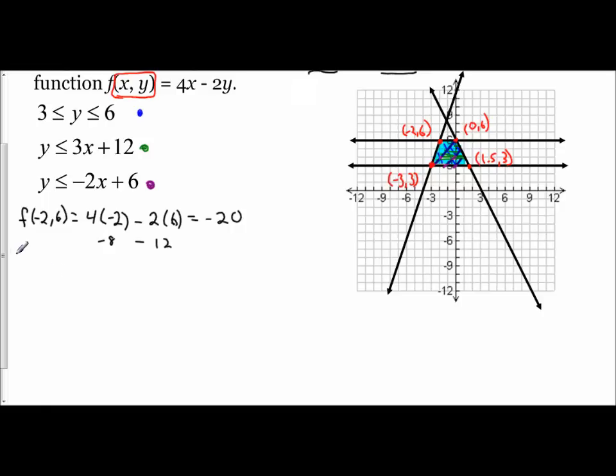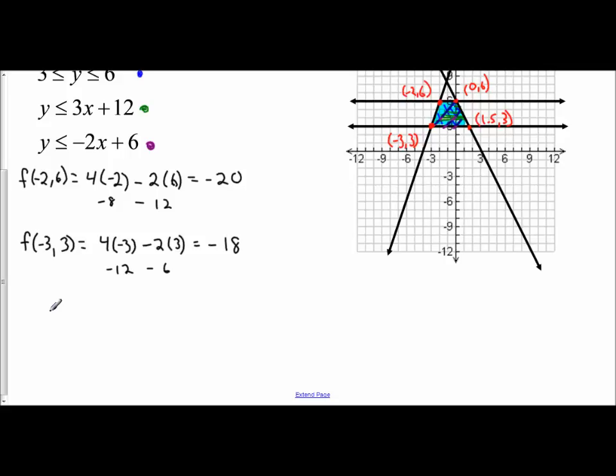And then let's do the -3, 3. So the function at the coordinate -3, 3, you would do 4 times your x, which is -3, minus 2 times your y, which is 3. So that's -12 minus 6, which is -18. So I just took care of these two coordinates. I'm going to need to take care of the other two.